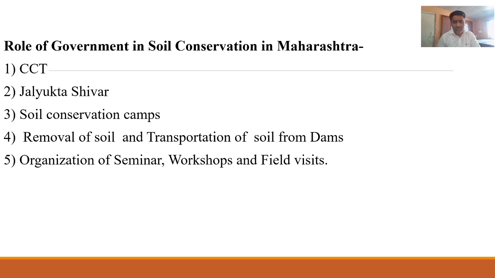And once the Jalyukt Shivar is implemented, once the soil gets stored in a specific area, automatically soil gets conserved. Means whatever the flow of water is there, that is stopped in that particular area only. So Jalyukt Shivar is one ideal scheme so far as soil conservation is concerned. Next one is soil conservation camp.